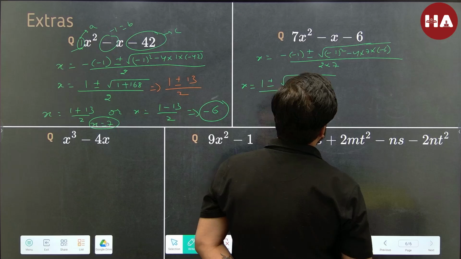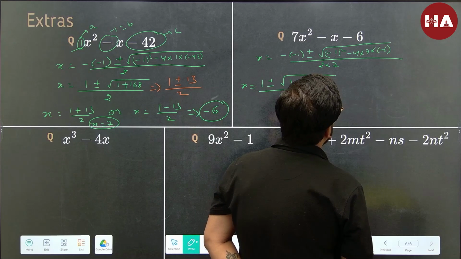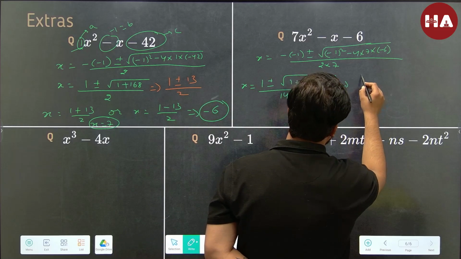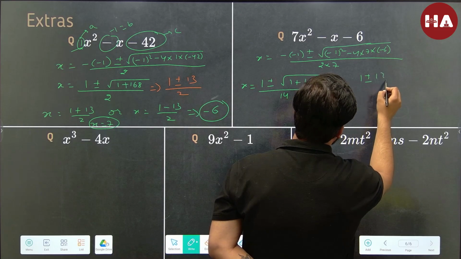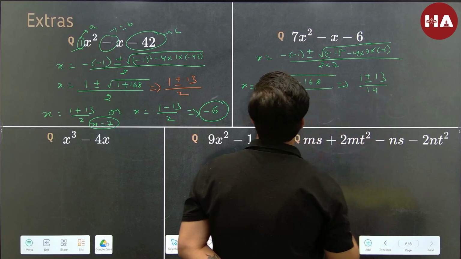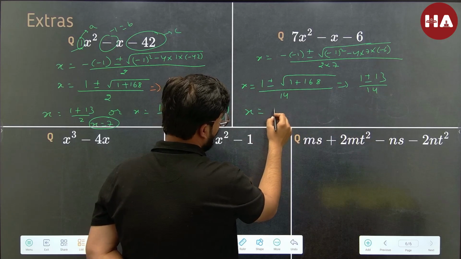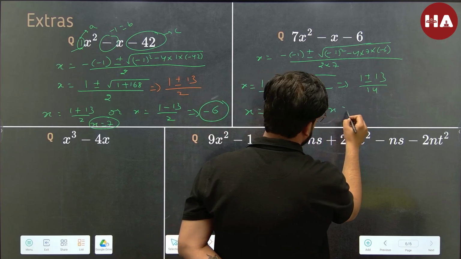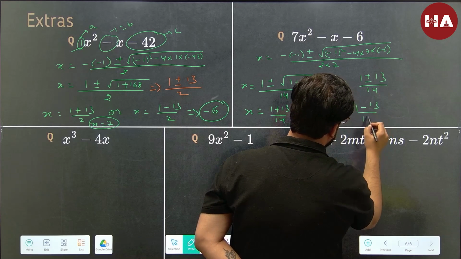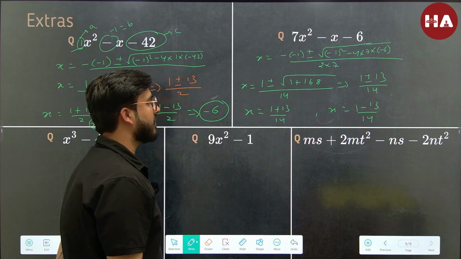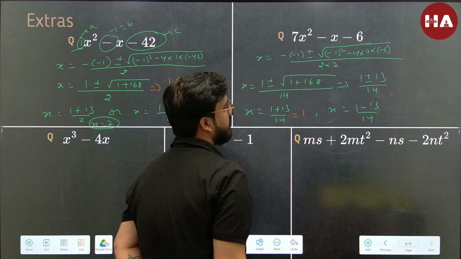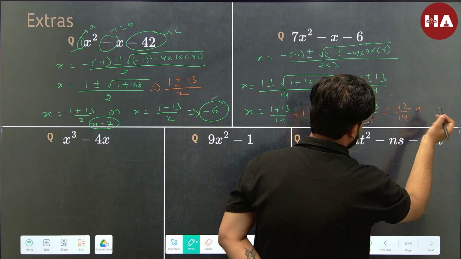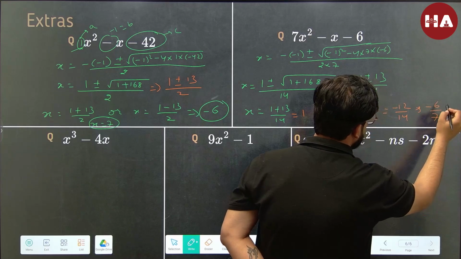Okay, students, it will be 1 plus minus 13 over 14. Now, x equals what? 1 plus 13 over 14, and x equals 1 minus 13 over 14. So for this, the value of x is coming to be 1, and for this the value of x is coming to be negative of 12 over 14, or you can write it as minus 6 over 7.